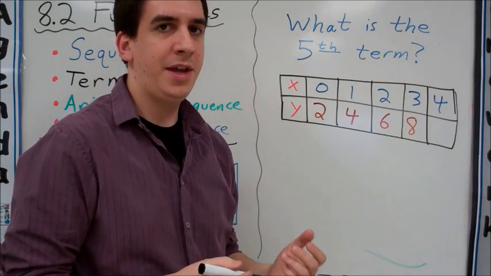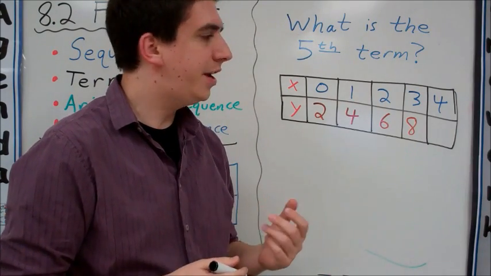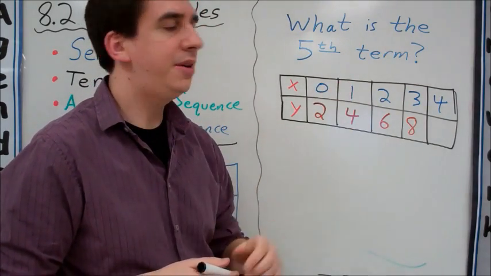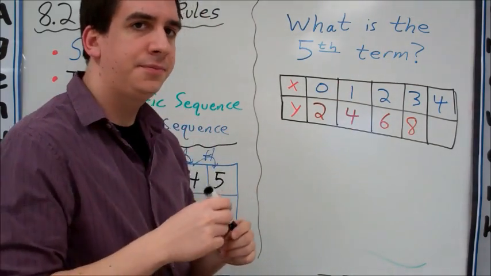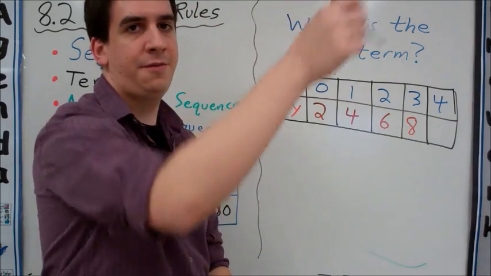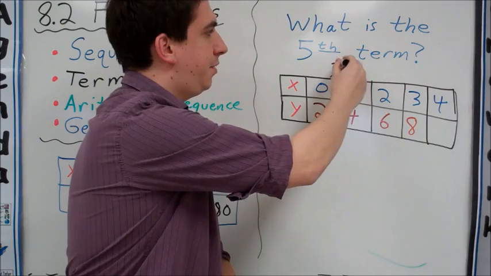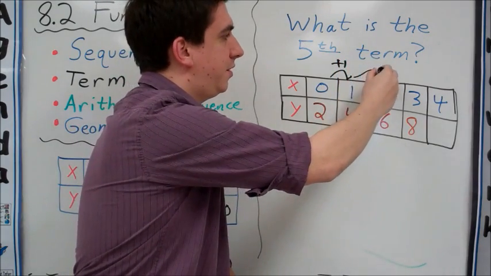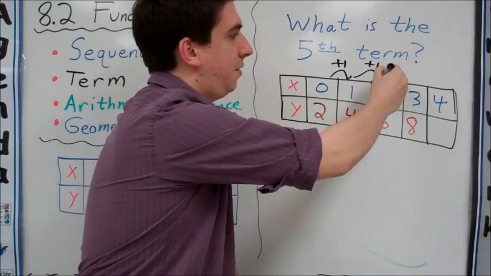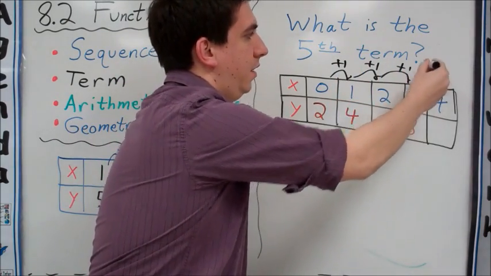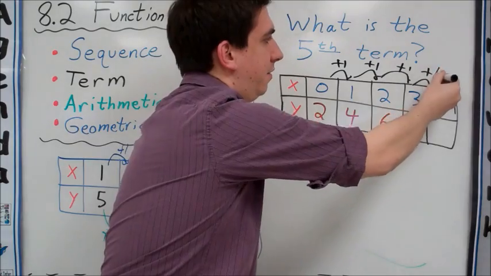In this chapter, you're going to be asked to find patterns and look at charts to find what a missing value will be. What is the fifth term in this chart? Well, let's see. For our x values, let's see if we have a sequence first. 0 to 1 is plus 1. 1 to 2 is plus 1. 2 to 3, plus 1 again. And 3 to 4, plus 1 again.